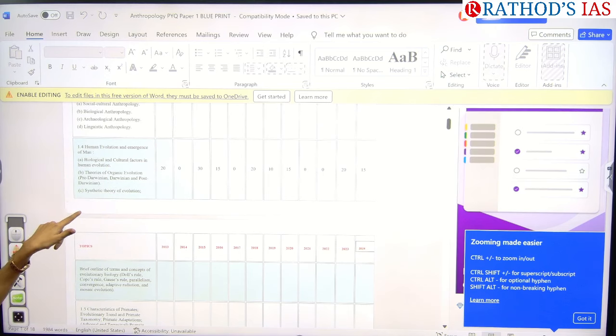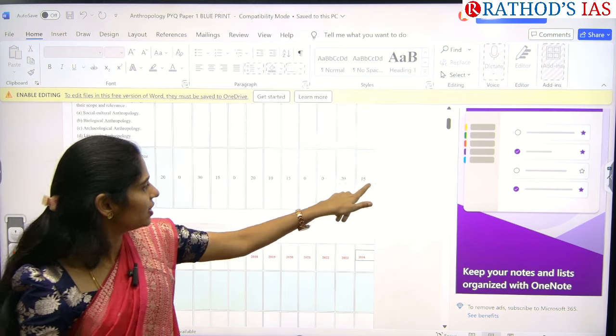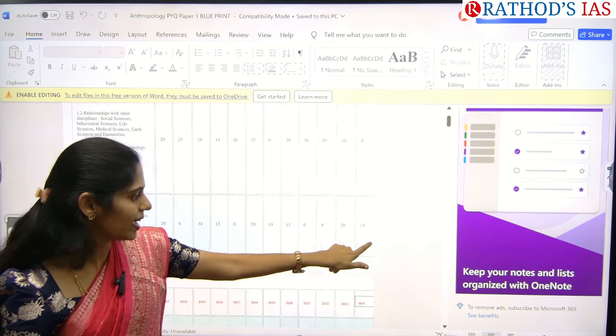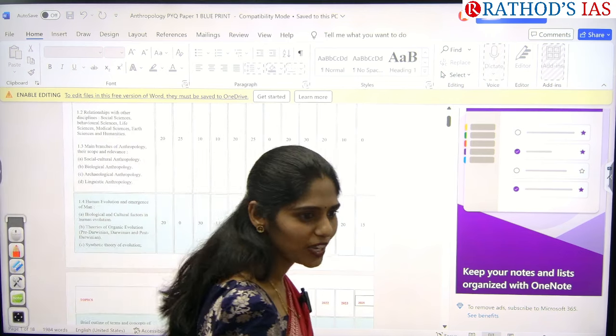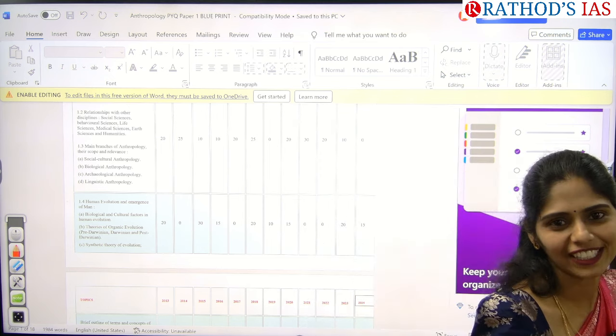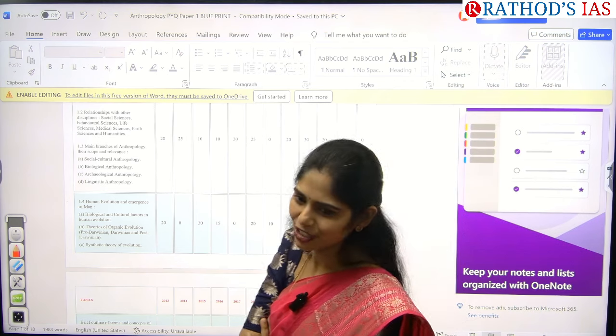So from 1.4, the things we discussed: A, B, C, biological and cultural factors, theories of organic evolution, synthetic theory. So last year, 2024, we got a 15 marker question, and in 2023, we got a 20 marker question. So in this way, there is also one advantage of taking anthropology as optional: you can expect which question you will be getting in the next year.